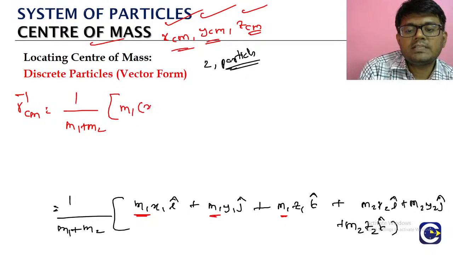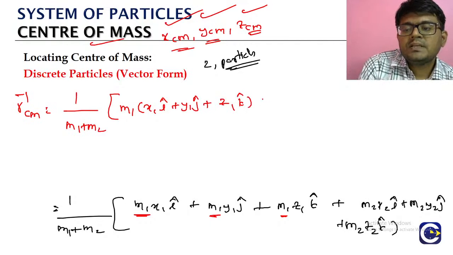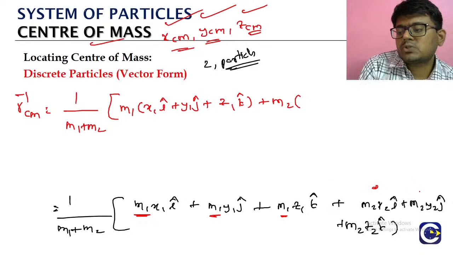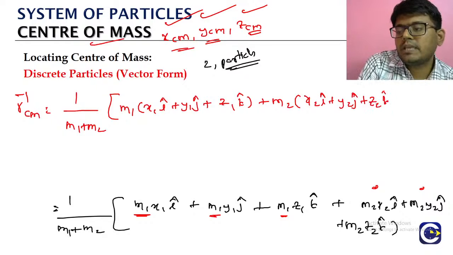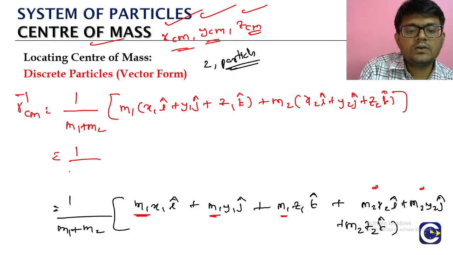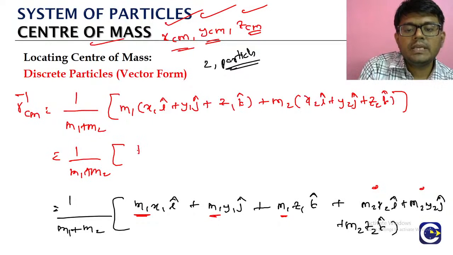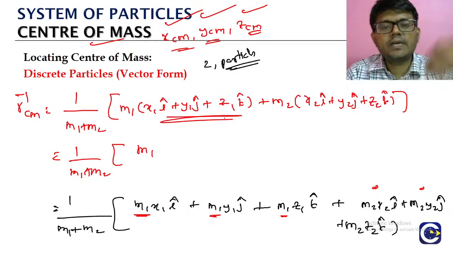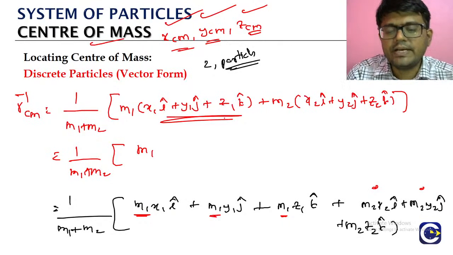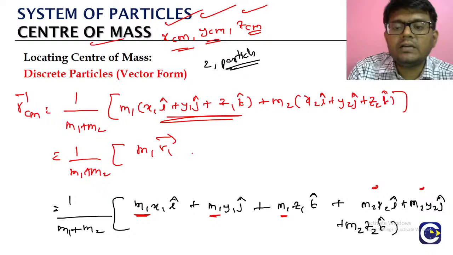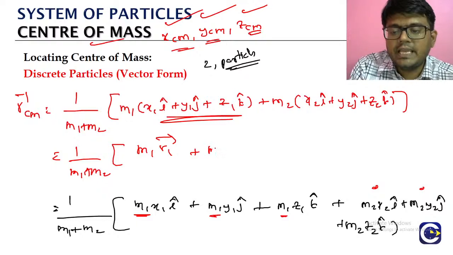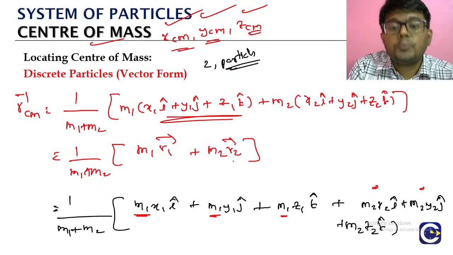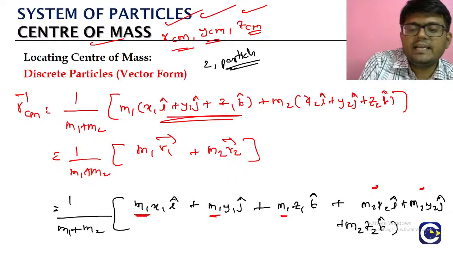Take m1 common. What is it? x1i plus y1j plus z1k. Similarly here, m2 common: x2i plus y2j plus z2k. So what is this one? 1 by m1 plus m2, m1 into x1 i, y1 j, z1 k. What is it? The particle 1 position vector r1 bar. What is x2i plus y2j plus z2k? That is the particle 2 position vector. So look at this, finally we are getting the formula.